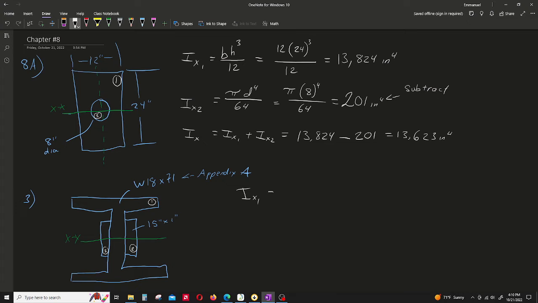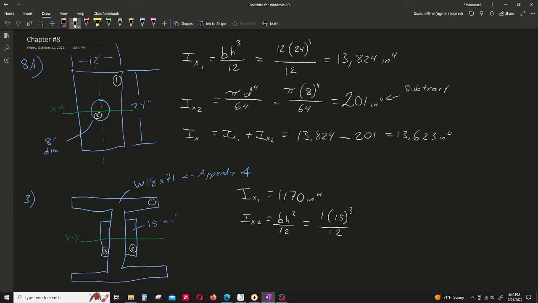IX1 is equal to 1170. Again, this comes straight from the back of the book, from the appendix. And then IX2 is going to be the moment of inertia for a rectangle, because you can see this is just a simple rectangle, which again is going to be BH cubed divided by 12. So that's going to be base, which is 1, height, which is 15, cubed, divided by 12.